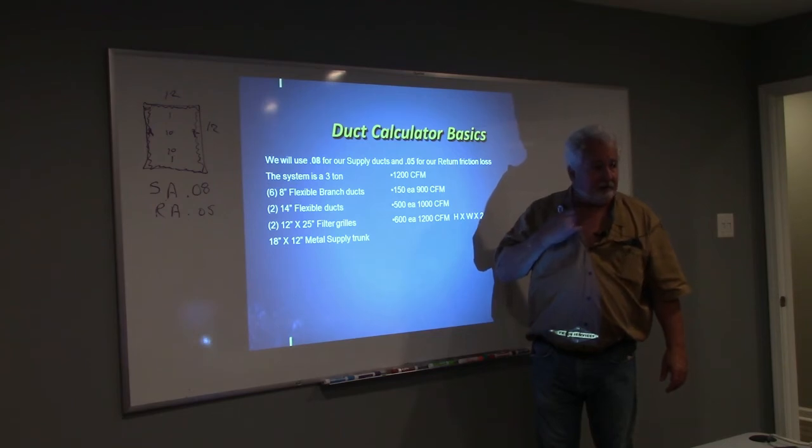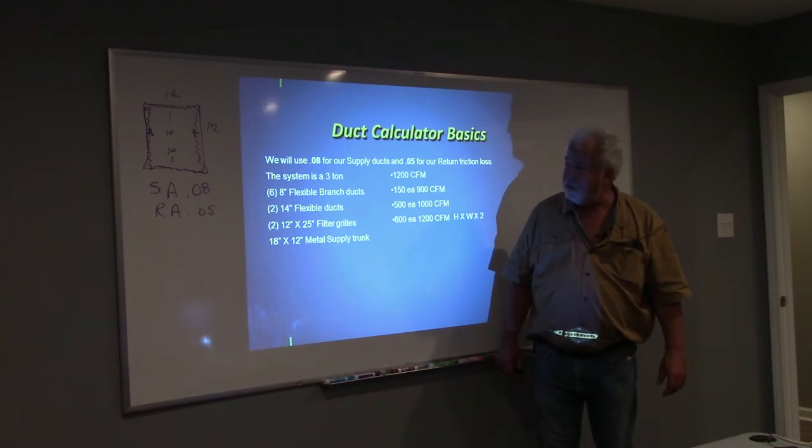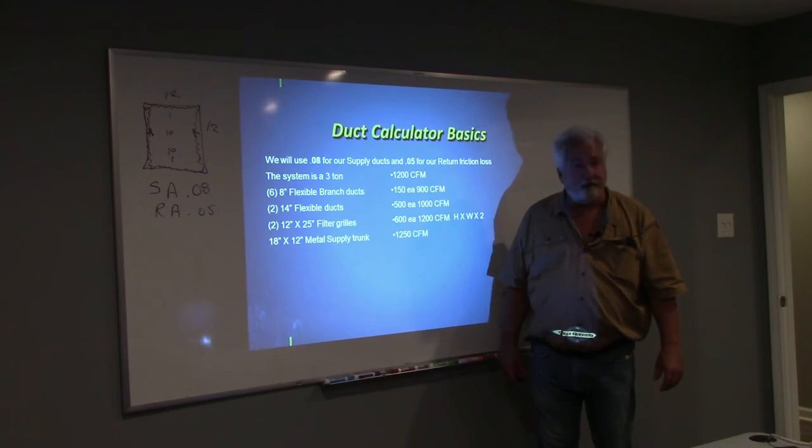calculator on the side, on the rectangular. 18 times 12, and it's a supply, so it's going to be 0.08. About 1250. Yeah, I thought it was somewhere around there, 12. Good? So you with me on that?